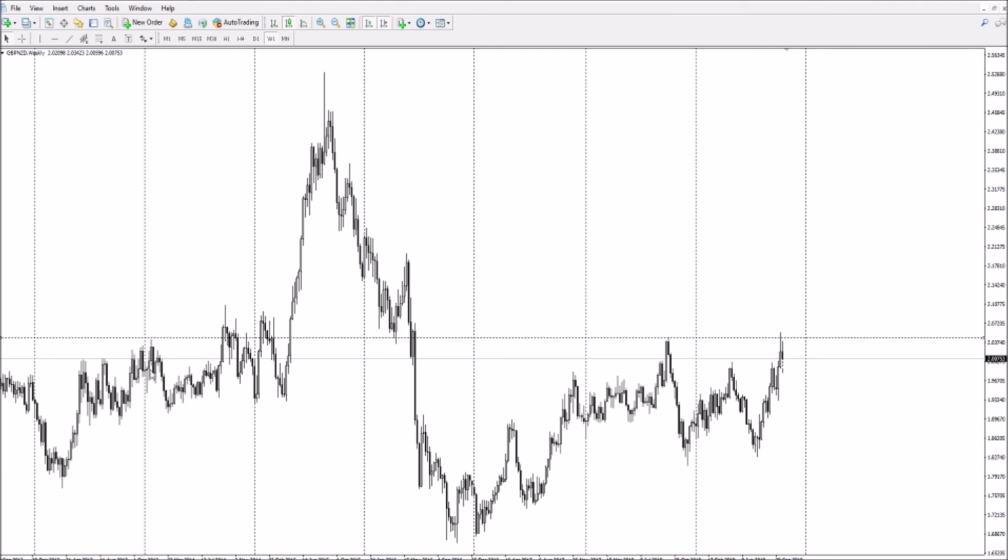For now, it's just about sitting on my hands and seeing if we can get any follow through on the instruments that we're already in.